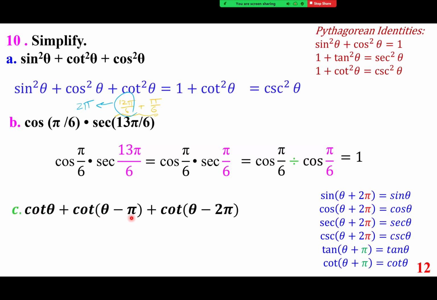Cotangent theta plus cotangent of theta minus pi, cotangent of theta minus 2 pi. As you know, cotangent is periodic with a period of pi, so multiples of pi, positive or negative, make no difference. This is still cotangent of theta, and so is this one. If I say minus or plus pi or 10 pi or 20 pi or 15 pi or 17 pi, it makes no difference. It makes a difference if the negative is in front of a theta. Okay, I want you to know that. So we have 3 of those.